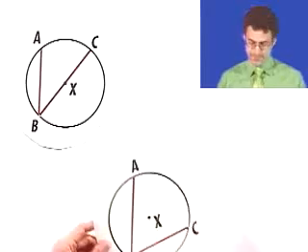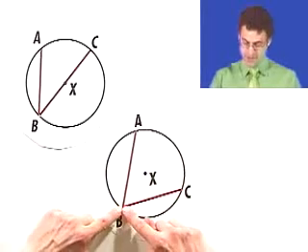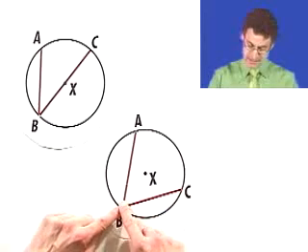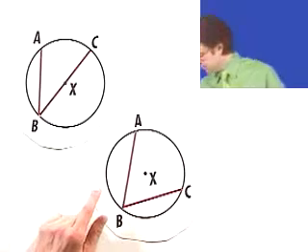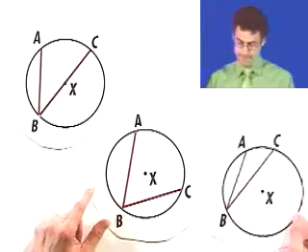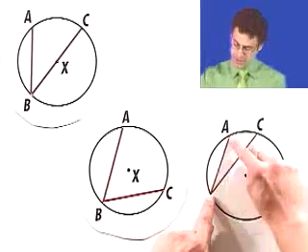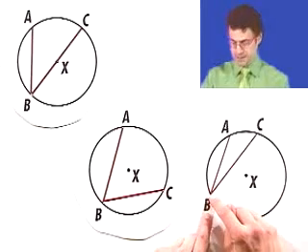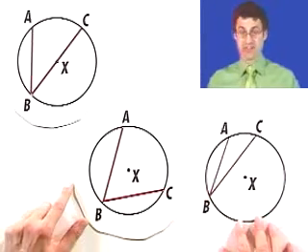Here's another example. Again, you see two chords. They share the same endpoint. And this angle right here is called the inscribed angle. Let me show you another example. Here again, you see two chords. They share a common endpoint. And you can see that this angle right here is an inscribed angle.